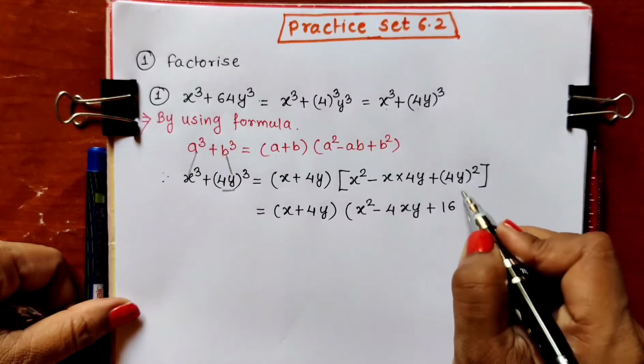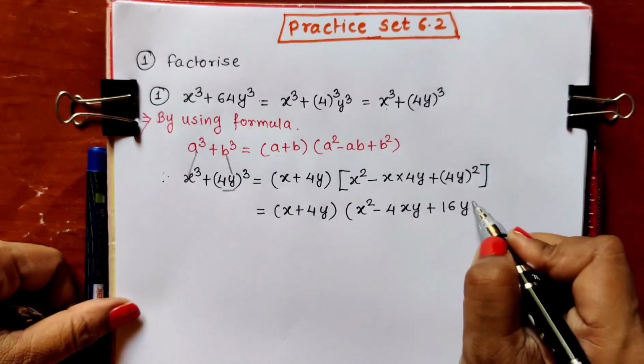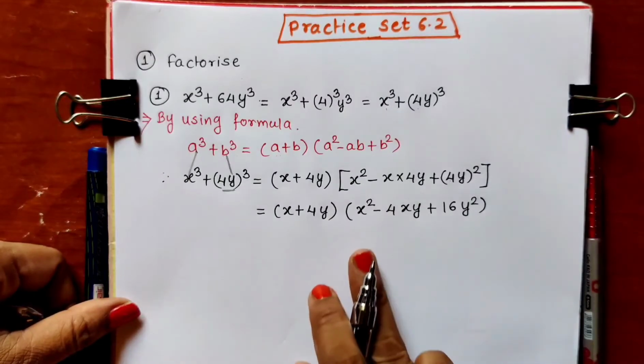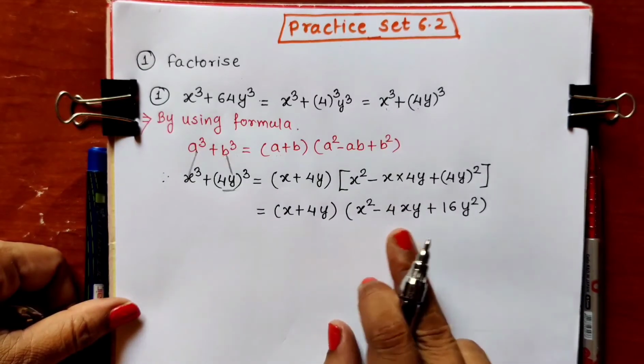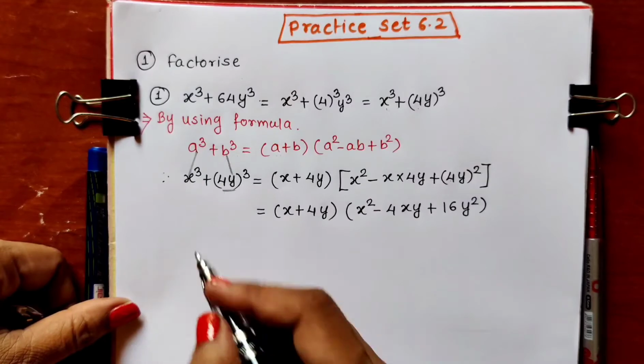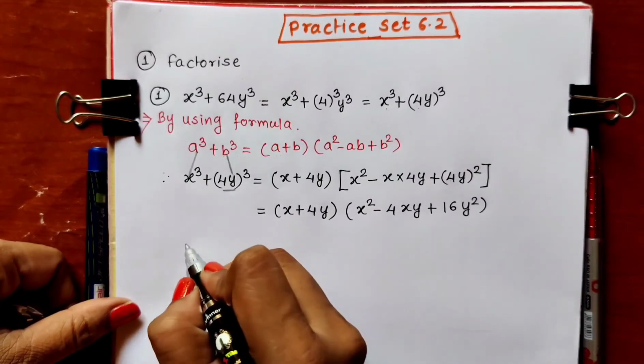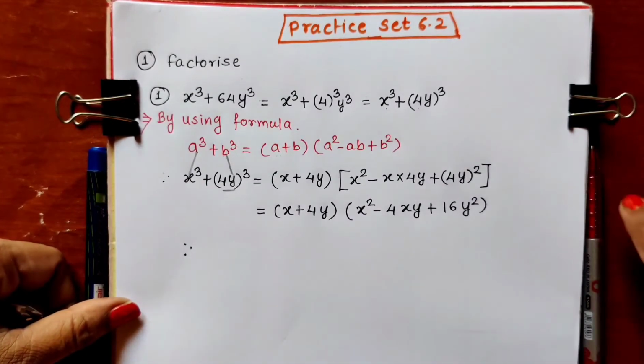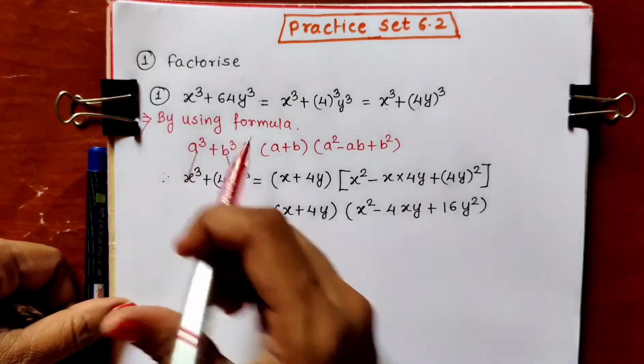4 square is 16. What is square of y? We can write it as y square. So in this way the second bracket can be solved and can be written like this. So in the end we can write the answer, or factors, of the given question.